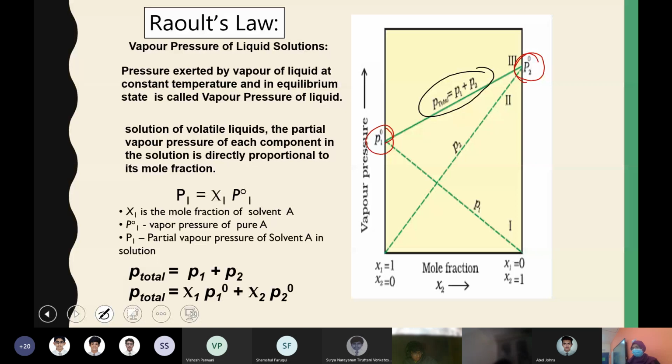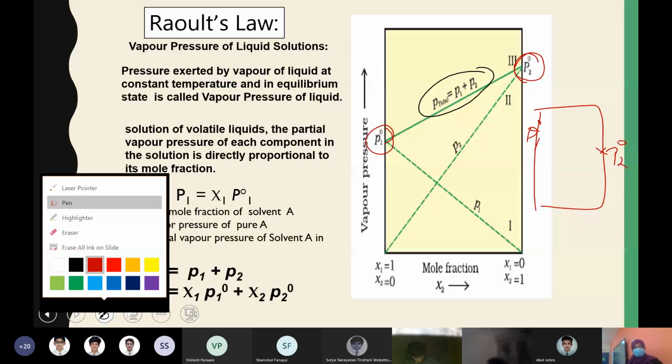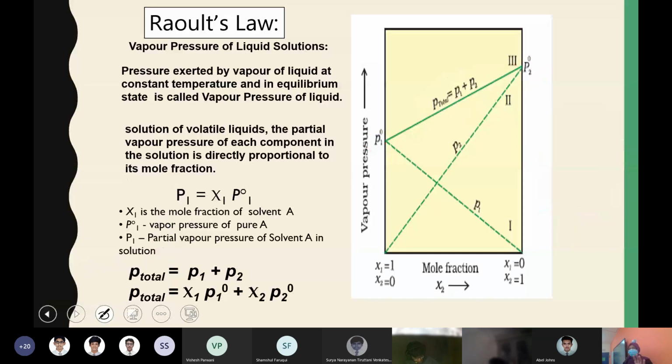So if you are drawing the same graph, and in your graph P10 is more than P20, that is correct. It is possible that either the solvent or the solute will have a greater vapor pressure than the other. This is just one example, which doesn't mean it should be like this all the time. P10 can be a bigger value than P20. That is also possible.